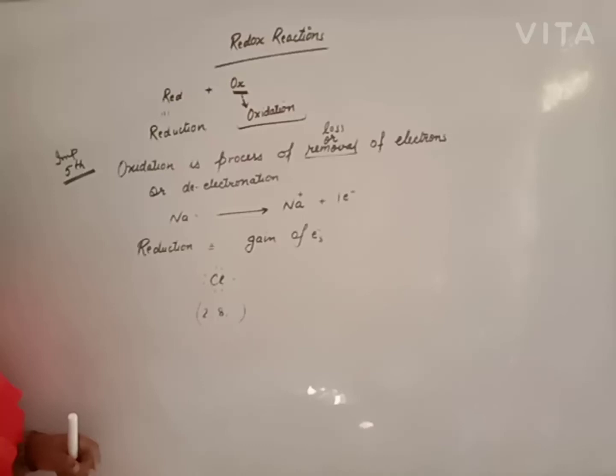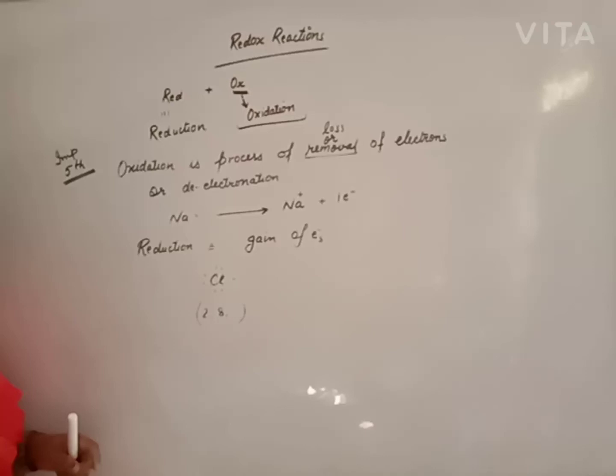What is oxidation? What is reduction? Beta, what is reduction? Reduction is the process of addition of hydrogen or removal of oxygen. That is, if hydrogen is added to the compound, it is reduction, or if oxygen is removed from the compound, it is also reduction.